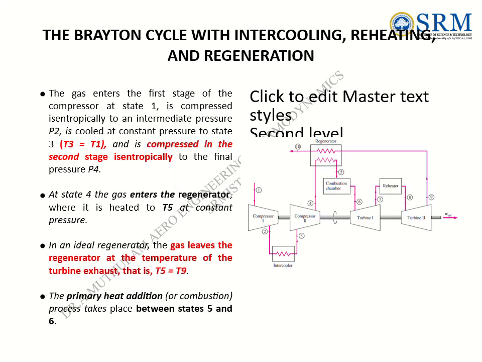The gas enters the first stage of the compressor at state 1, is compressed isentropically to an intermediate pressure P2, is cooled at constant pressure to state 3, T3 equals T1, and is compressed in the second stage isentropically to the final pressure P4. At state 4 the gas enters the regenerator, where it is heated to T5 at constant pressure. In an ideal regenerator, the gas leaves the regenerator at the temperature of the turbine exhaust, that is, T5 equals T9. The primary heat addition, or combustion, process takes place between states 5 and 6.